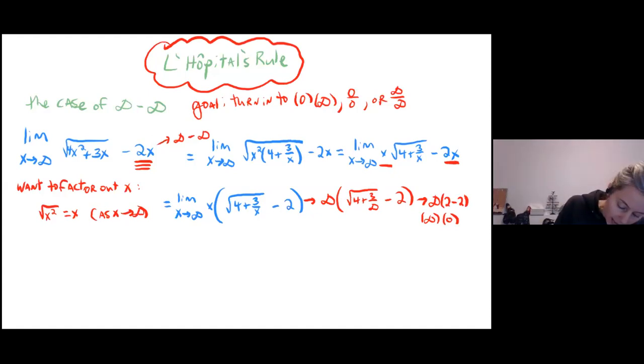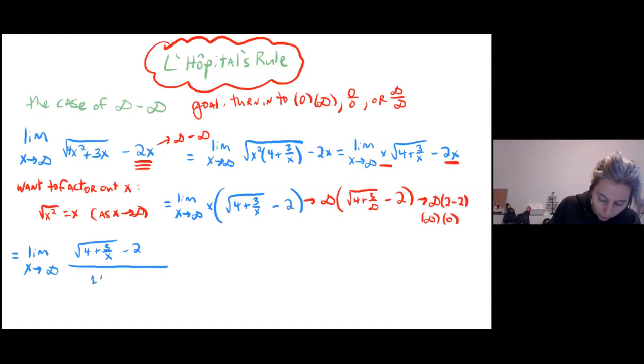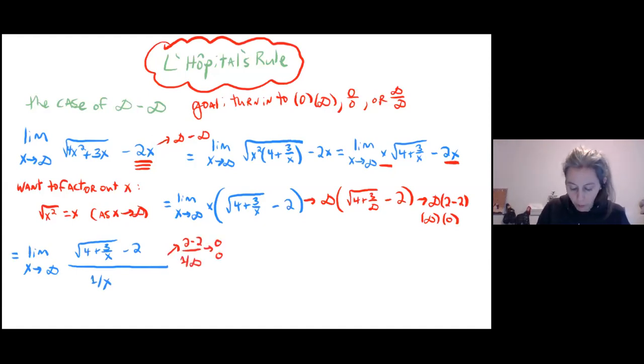So we're going to take that x now and bring it to the bottom to have the limit as x approaches infinity of the square root of 4 plus 3 over x minus 2, over 1 over x. And we end up with 2 minus 2 over 1 over infinity, which gives me 0 over 0, which means I can use L'Hopital's rule.